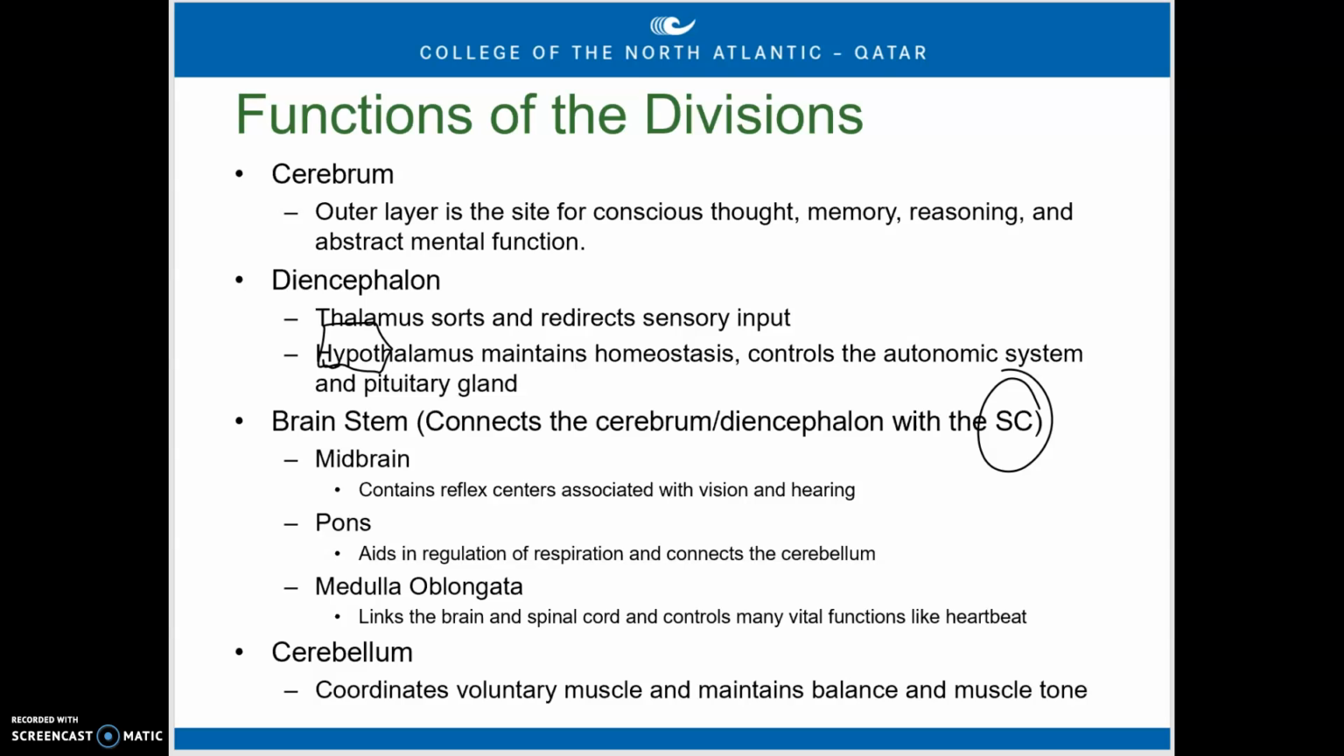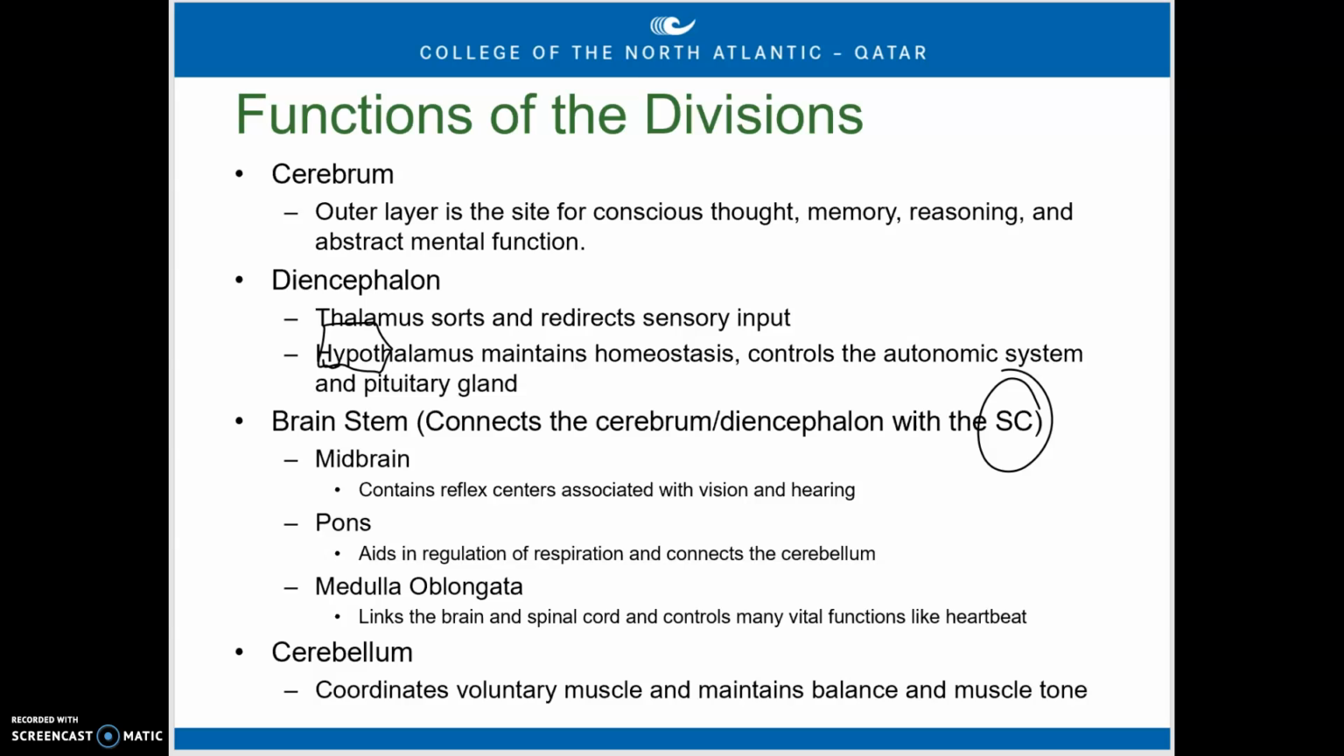And then finally we get the very base part of the brainstem just before it turns into the spinal cord, and that's going to be the medulla oblongata. This is going to link the brain to the spinal cord, and it also controls a lot of stuff that would happen autonomically, so stuff we wouldn't think about. Just for an example, the heartbeat would be one of those things.